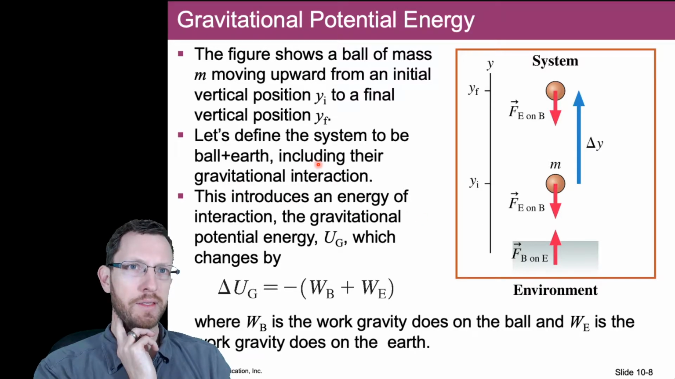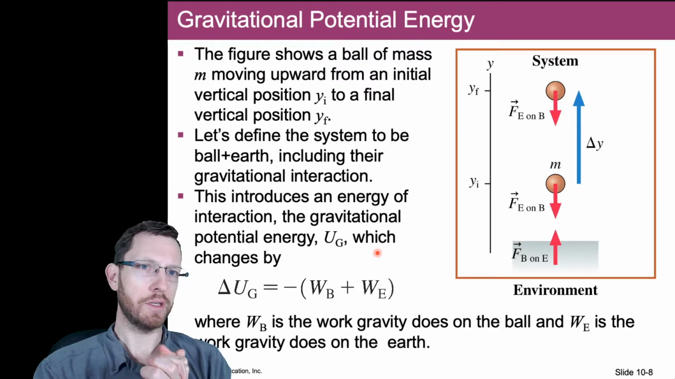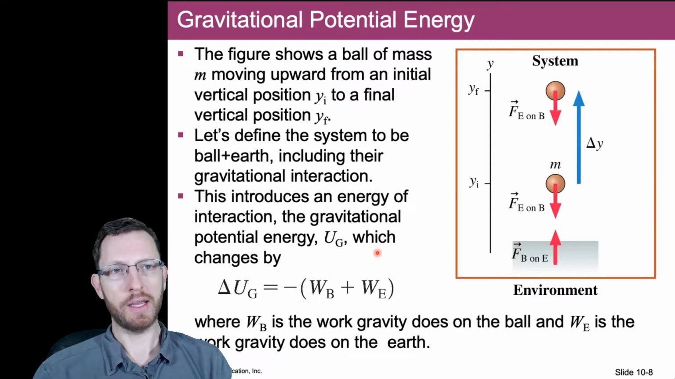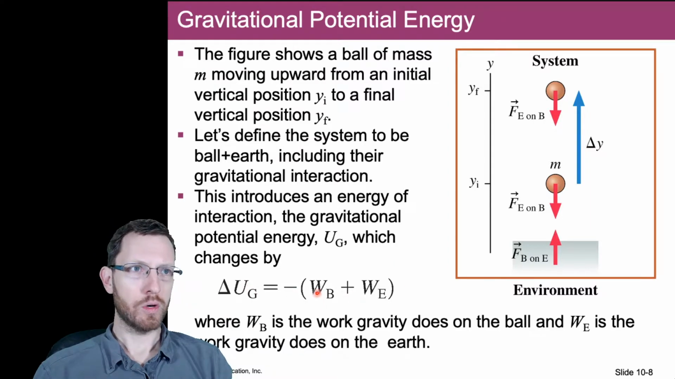So let's define the system to be the ball plus the earth, including their gravitational interactions. So here's our system. We have the ball that's going to change position relative to the surface of the earth. This then introduces an energy of interaction, right? The gravitational potential energy, UG, we can define as the work done by that downwards pull on the ball, plus the work done on the earth.